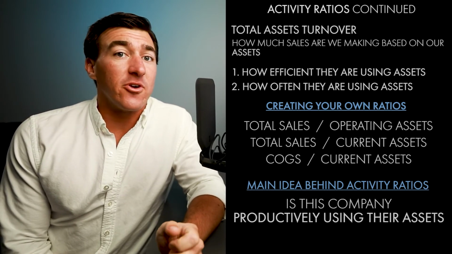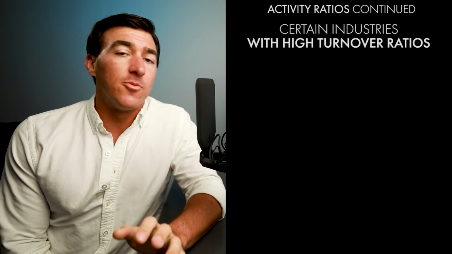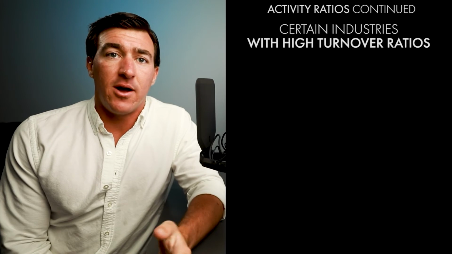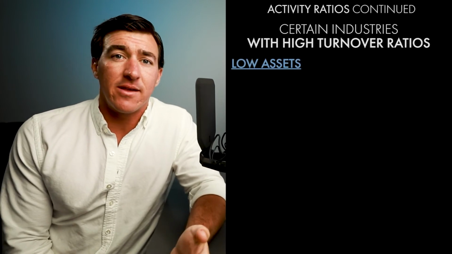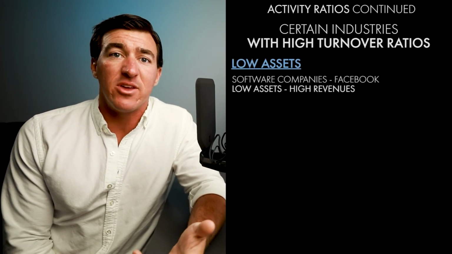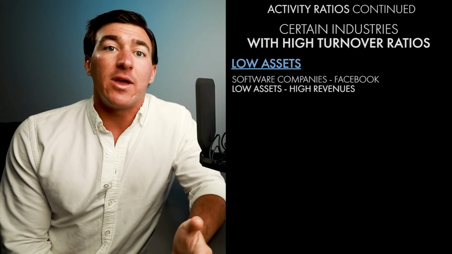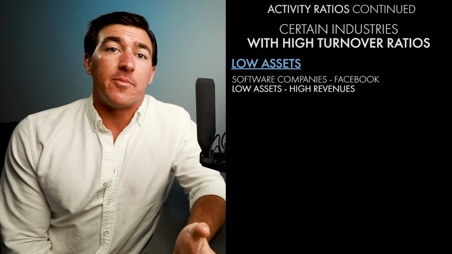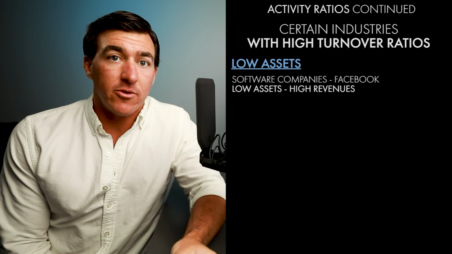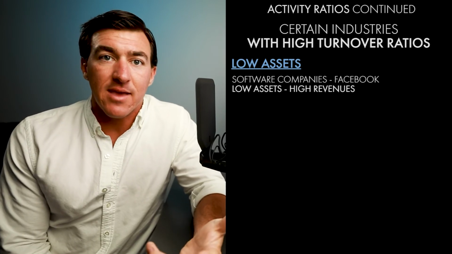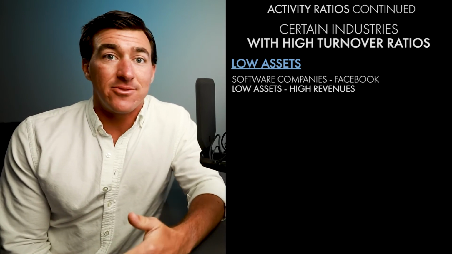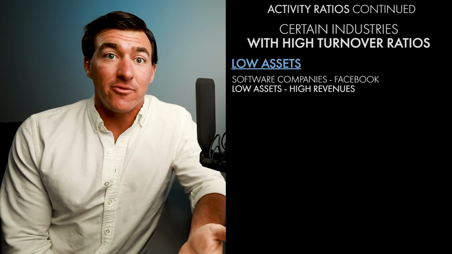And now this is also very industry based. You see, there are certain industries that will be super high on these turnover ratios if they have low assets. So things like software companies that don't have a ton in total assets, but they have really high revenue numbers. Those are going to be companies that have super high turnover numbers. Because remember, all you're looking at is sales divided by assets. If assets are low and sales are high, turnover is going to be big.